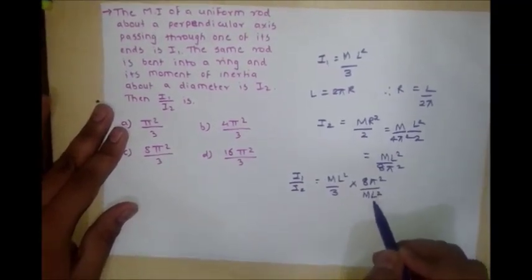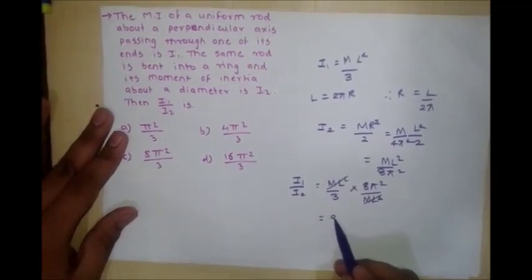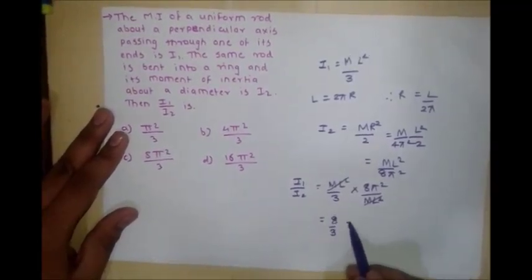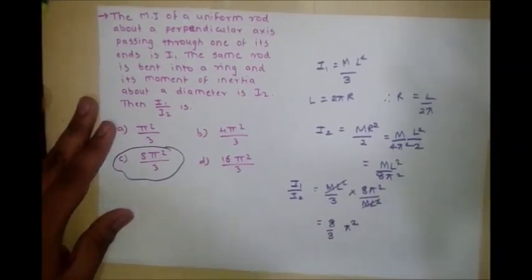Therefore, I1 upon I2 is equal to mL square upon 3 into 8 pi square upon mL square. So mL square and mL square get cancelled. We are left with 8 pi square upon 3. So 8 pi square upon 3, option C, is the correct answer.